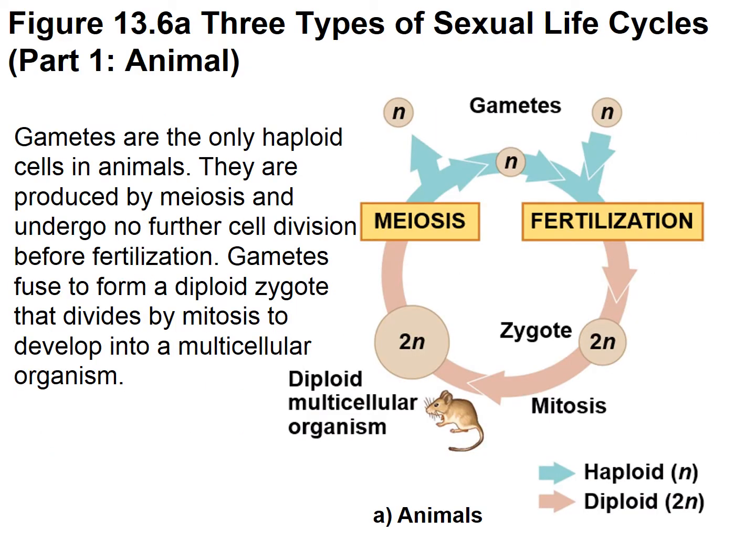Figure 13.6a is showing the first type of sexual life cycle. This is in an animal, and this is what we saw when we talked about humans. So gametes are the only haploid cells in animals. They're produced by meiosis and undergo no further cell division before fertilization. Gametes, which are haploid, fuse to form a diploid zygote that then divides by mitosis, and we get a multicellular organism. Blue is showing where it's haploid, and pink is showing where it's diploid.